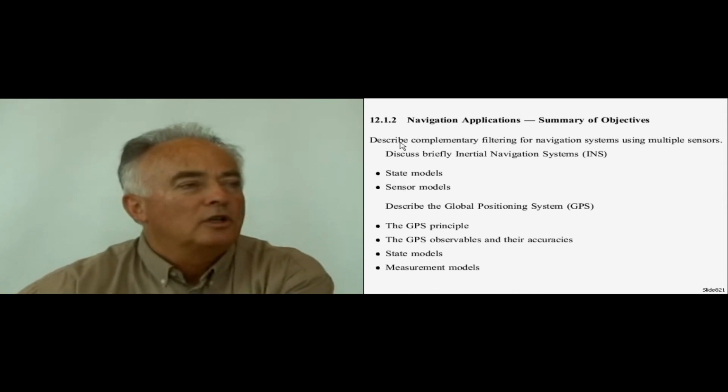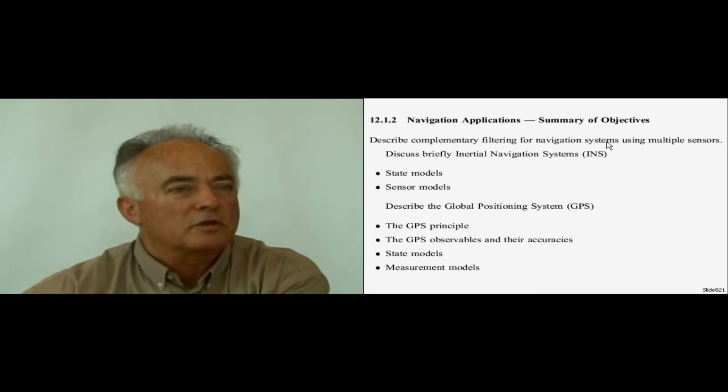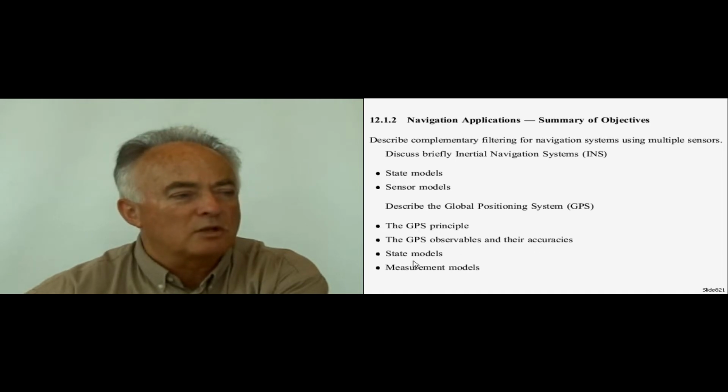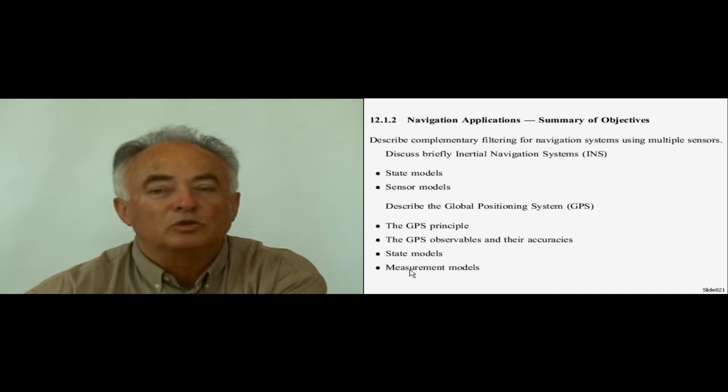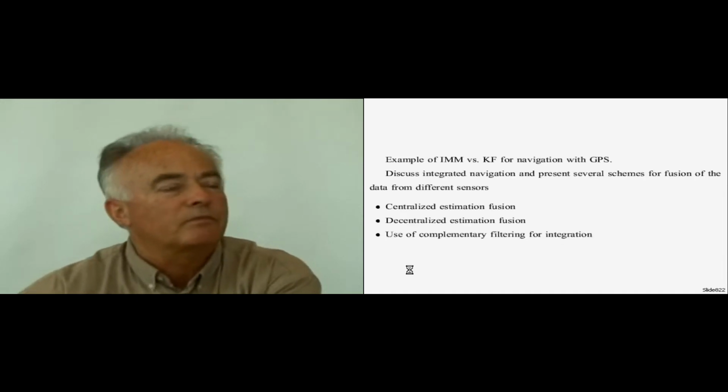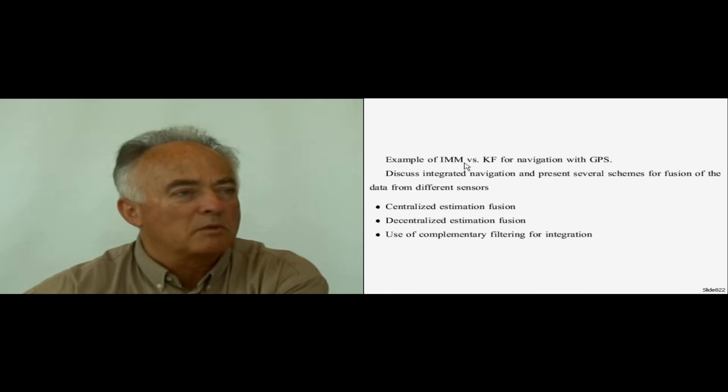We'll cover complementary filtering for navigation systems using multiple sensors. Inertial navigation system, state models, and sensor models will be also briefly discussed. And then we'll discuss GPS, the global positioning system, its principle, what the observables are, and what their accuracies are. There are state models and measurement models that have to be used there in order to enhance the accuracy, to extract the maximum information from those measurements. And we'll have a brief example of an IMM versus a Kalman filter in a navigation problem with GPS.